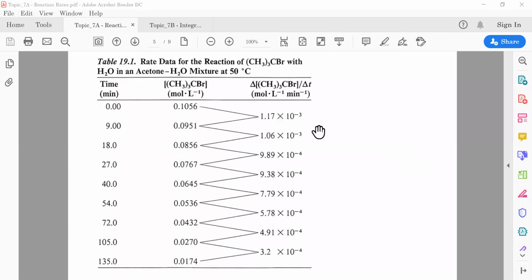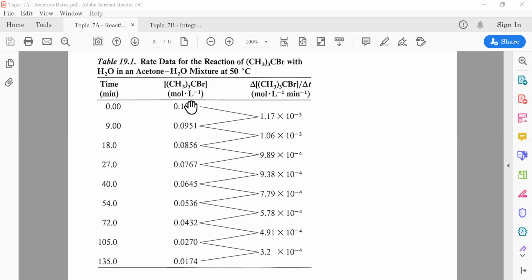Here's another example. This is for the reaction of what's called t-butyl bromide. You'll learn more about what that is when you take organic chemistry next year. The reaction of t-butyl bromide with water to produce t-butyl alcohol. It's a fairly straightforward reaction, but it's the same principle. Here, there is a series of time intervals. In this case, they're in minutes, 9 minutes per interval here. This is the initial concentration of the t-butyl bromide, 0.1056 moles per liter this time. And after 9 minutes, it's gone down to 0.0951.